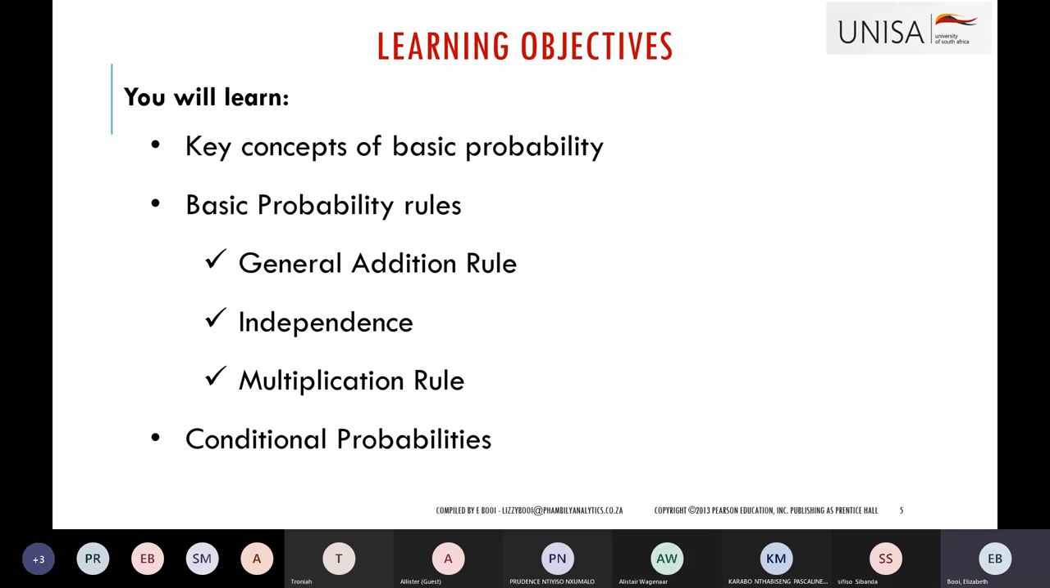On Wednesday, we learned the basic concepts of probabilities. We learned about the probability rules, the addition rule, the multiplication rule, and we also did conditional probabilities. So today we're going to continue with conditional probabilities and do more activities from there, and also look at the independence rule.